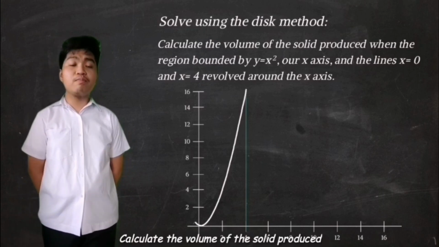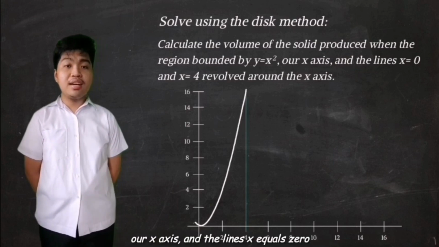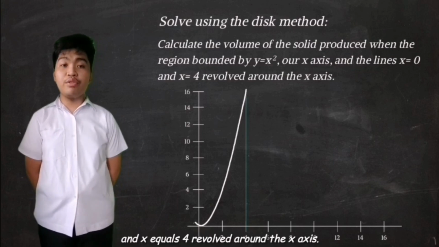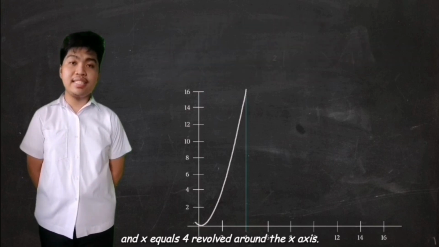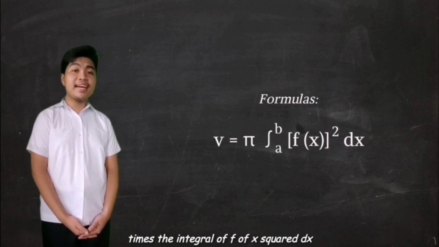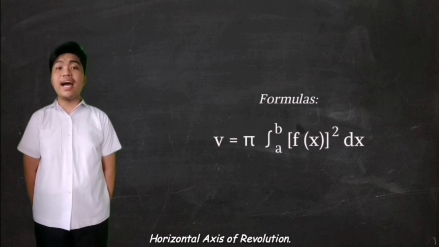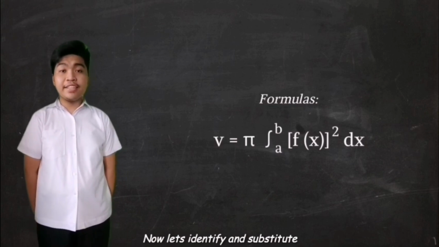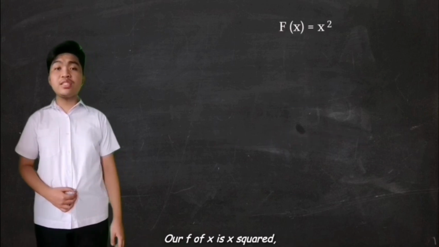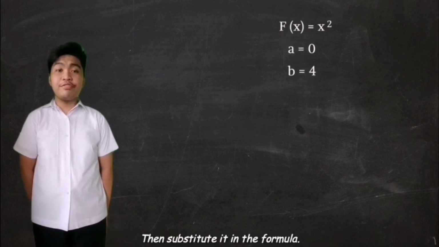Calculate the volume of the solid produced when the region bounded by y equals x squared, the x-axis, and the lines x equals 0 and x equals 4 revolves around the x-axis. Our formula will be V is equal to pi times the integral of f of x squared dx from a to b, since it is horizontal axis of revolution. Now let's identify and substitute the elements given in the problem. Our f of x is x squared, a will be 0 and b is 4. Then substitute it in the formula.